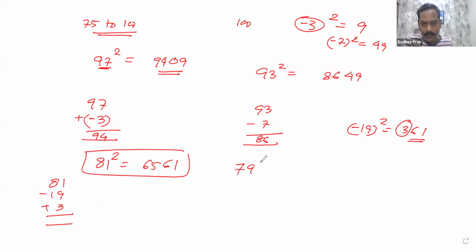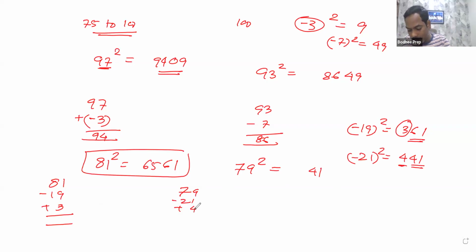Similarly, say 79 square. So for 79, the difference is 21. So 21 square is 441. So 41 will be written here. 4 is carry forward. Next is 79 minus 21 plus the carry forward 4. So 79 minus 21 plus 4 will give me 62. So 62 will be written here, and 6241 becomes the square of 79.